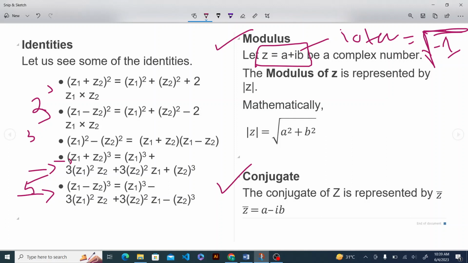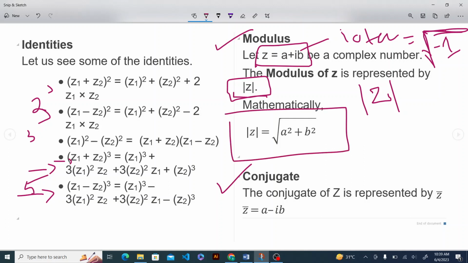Okay, so the concept of modulus is that the modulus of the complex number z is represented by two vertical bars on the left and right side of z. And what is the formula to calculate the modulus of a given complex number z is equal to a plus iota b? The formula is under root a square plus b square. This a has come from here, the real part, and this b is from the imaginary part.